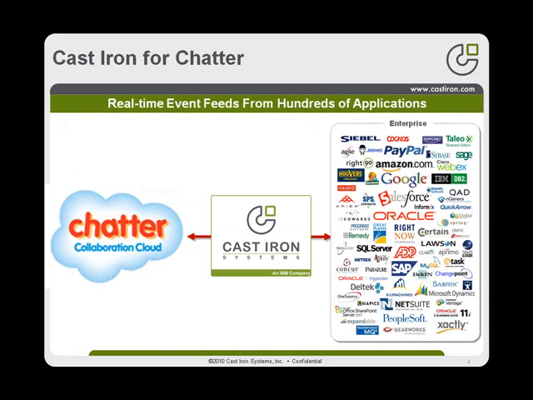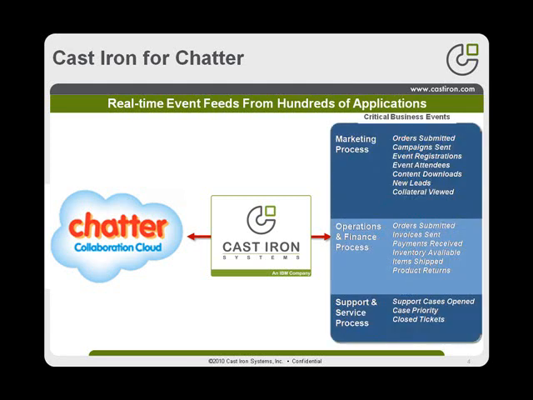So what we're announcing today is Cast Iron for Chatter, which is a new solution that enables you to extract information from hundreds of enterprise applications and provide real-time event feeds into Chatter. And this information could be not only from commercial packaged applications in the enterprise, but also from hundreds of homegrown applications that companies may have. And the event feeds that we extract can be across different functional areas in a company and across different business processes in a company. So here are some examples of event feeds that Cast Iron for Chatter can provide.